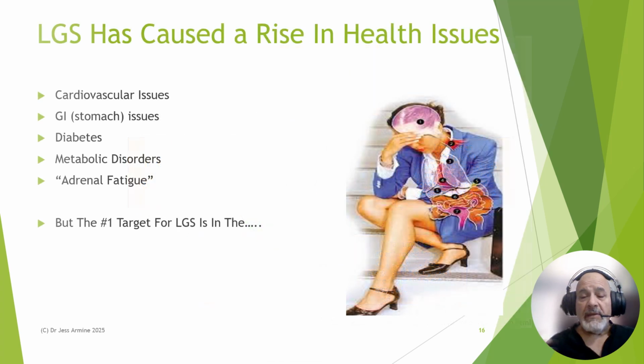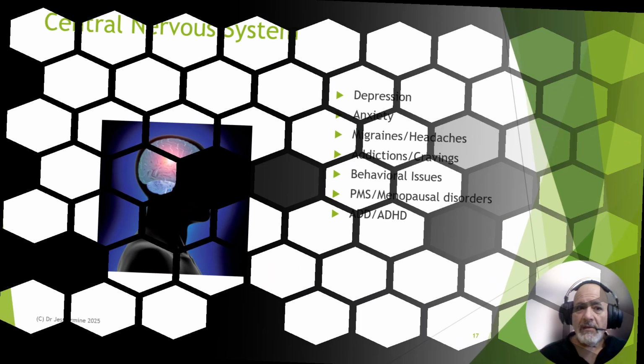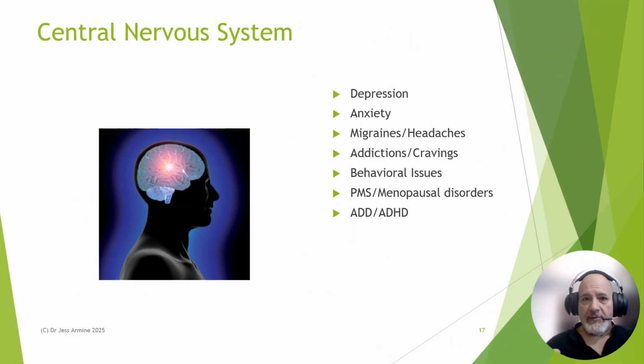So leaky gut has caused a rise in health issues. We could go into this extensively, but I promised to keep this to 10, maybe 15 minutes, and I'm already at the 10-minute mark, so I'll start talking very fast. But there's a rise in cardiovascular issues, stomach issues, diabetes, metabolic disorders, adrenal fatigue. But the number one target for leaky gut syndrome is the central nervous system. And it can be the initiation of depression, anxiety, migraines, addictions, cravings, behavioral issues, PMS, ADD, ADHD, and a whole mess of other things.